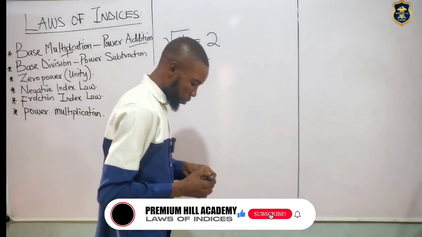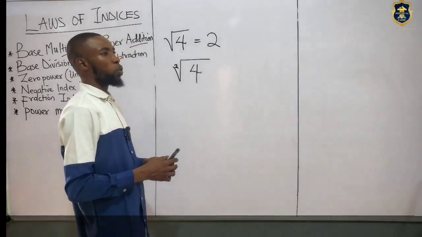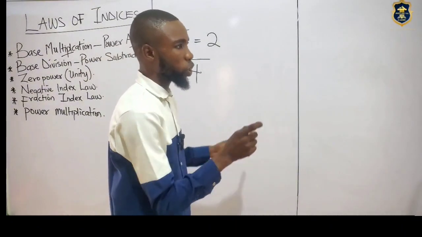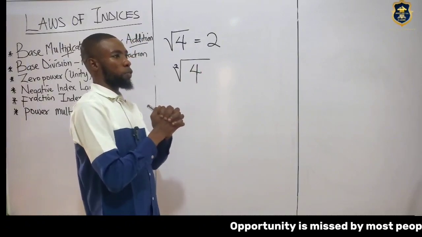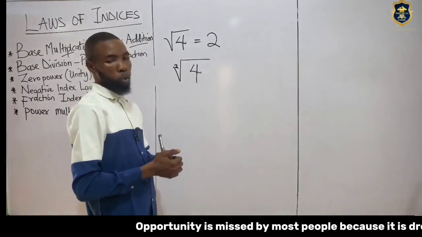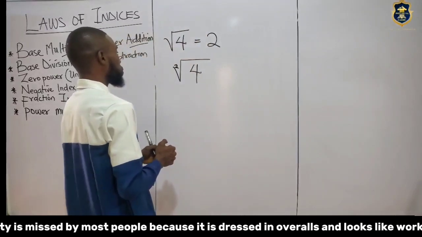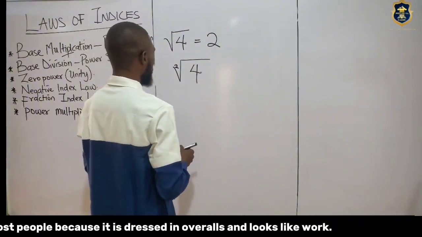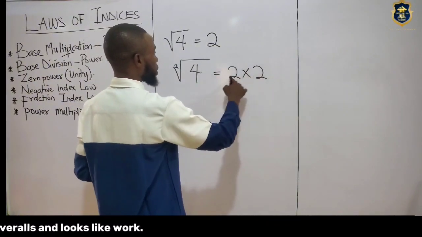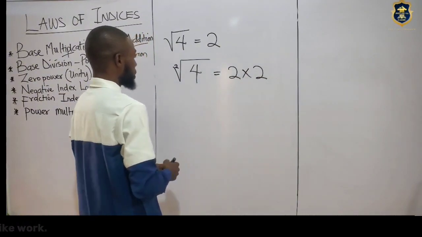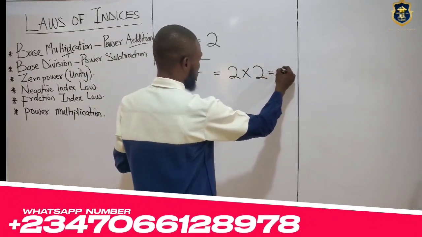Let's think logically. It means: what two equal numbers can you multiply to give you 4? The number is the answer to the square root of 4. So 2 times 2, they are equal numbers you can multiply to give you 4. That means the square root of 4 is 2.